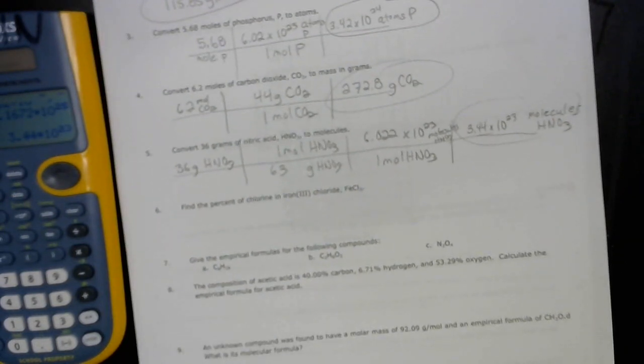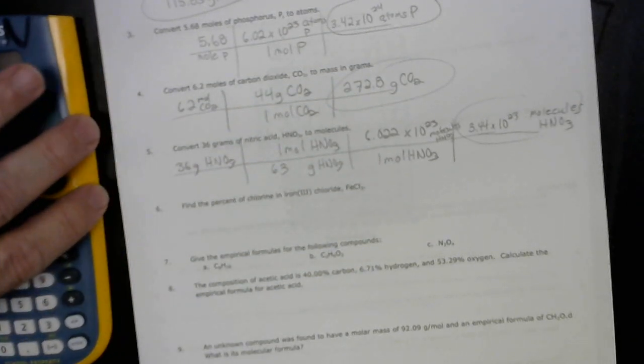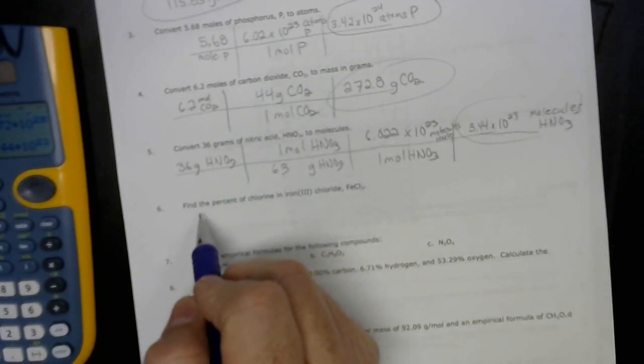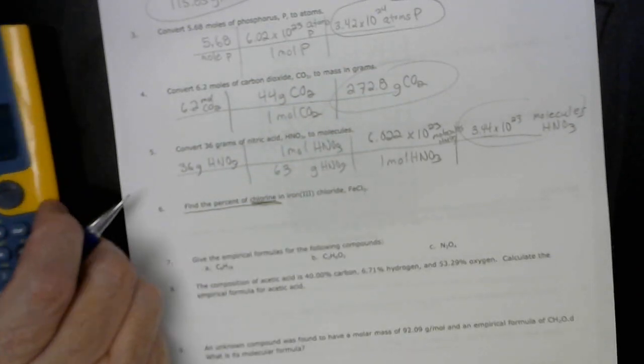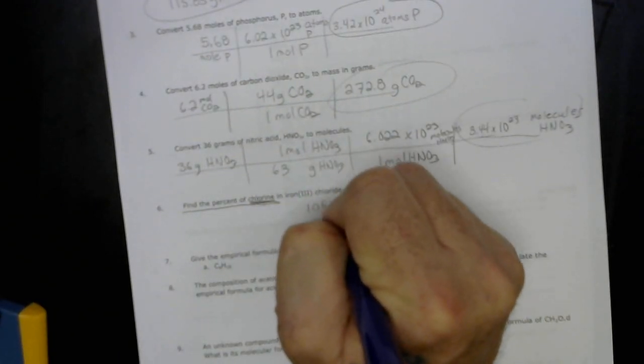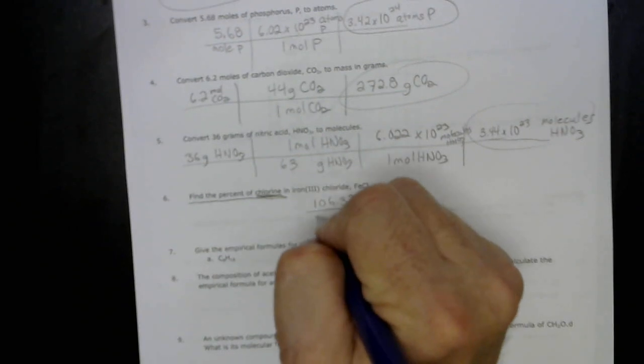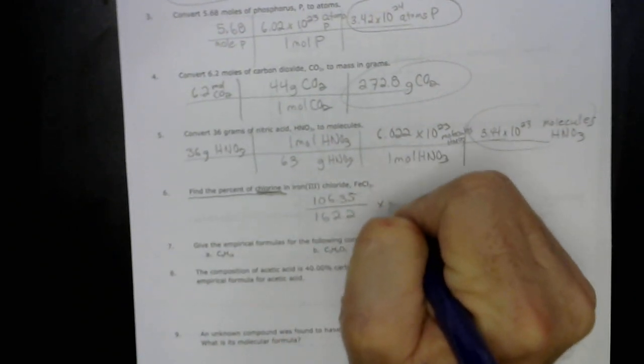All right, find the percent of chlorine in iron chloride. Percent of anything is the part divided by the whole. And they tell you the part: find the percent of chlorine. So that's the part. Well, there's 3 chlorines, so 3 times 35.45, enter. So what I have is 106.35, the part, divided by the whole. And the whole includes those chlorines. So 106.35 plus 55.85 for the 1 iron is 162.2, times 100 is going to give me my percent chlorine.